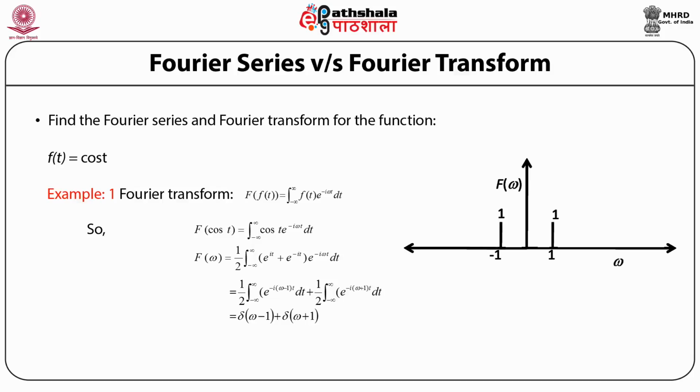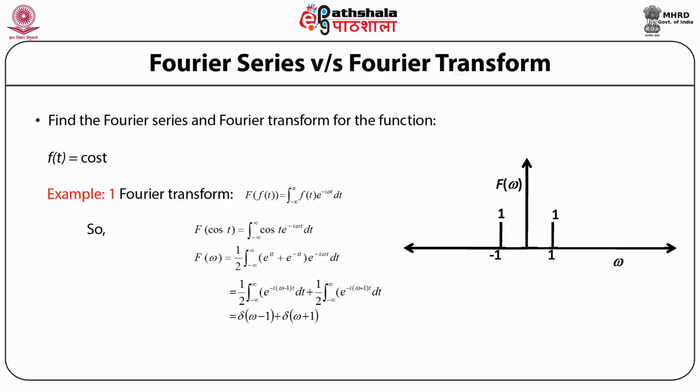Now when it says Dirac delta of omega minus 1, that means when omega is equal to 1, there is a sharp peak and the value is 1. When it is Dirac delta of omega plus 1, then omega plus 1 is equal to 0. If we substitute, then omega should be minus 1, and that is where you will have the second frequency.